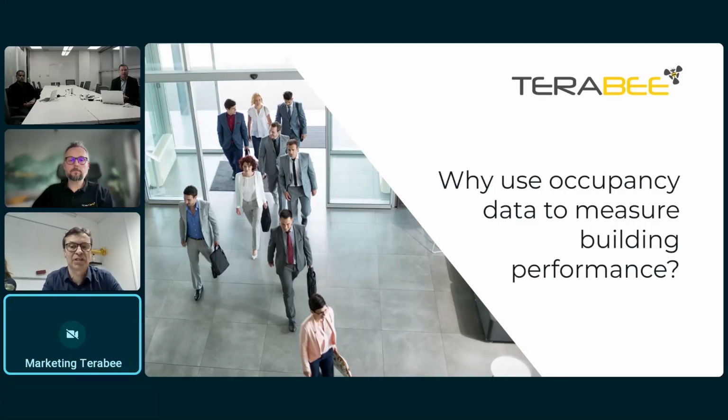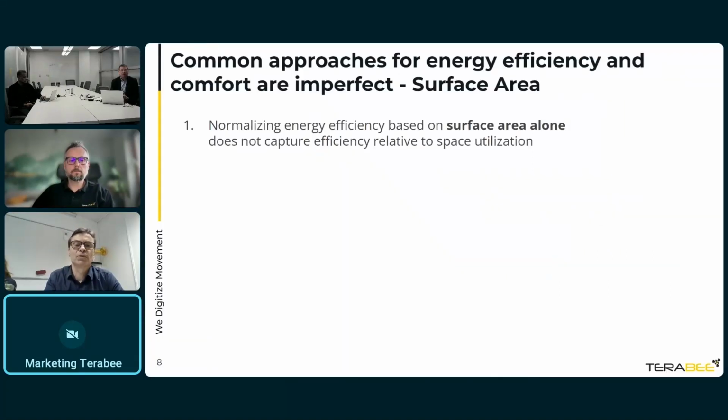But let's get right down to it. Why should we use occupancy data? Why is this an important metric? It's often a neglected metric, but gaining in importance. We see that there's a number of approaches today being used for measuring and managing energy efficiency. One of which is surface area. So we can, let's say, target ventilation or energy efficiency performance according to specific surface area of building spaces. But this has some drawbacks because it doesn't really capture how that space is actually being utilized.